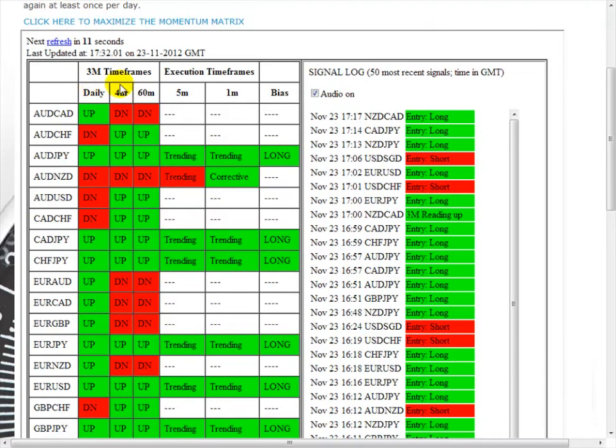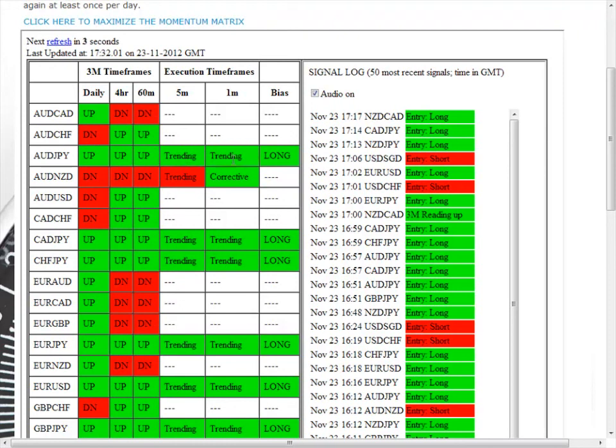And we've got within this grid a panel labeled 3M timeframes. That's the daily, 4-hour, and 60-minute charts. They capture the 2-bar MACD histogram slope readings we just talked about. We've got execution timeframes comprising the 5-minute and 1-minute charts. If you've got bullish slope readings on the 3M timeframes, then a bullish MACD on the 5-minute chart would provide your validation signal.